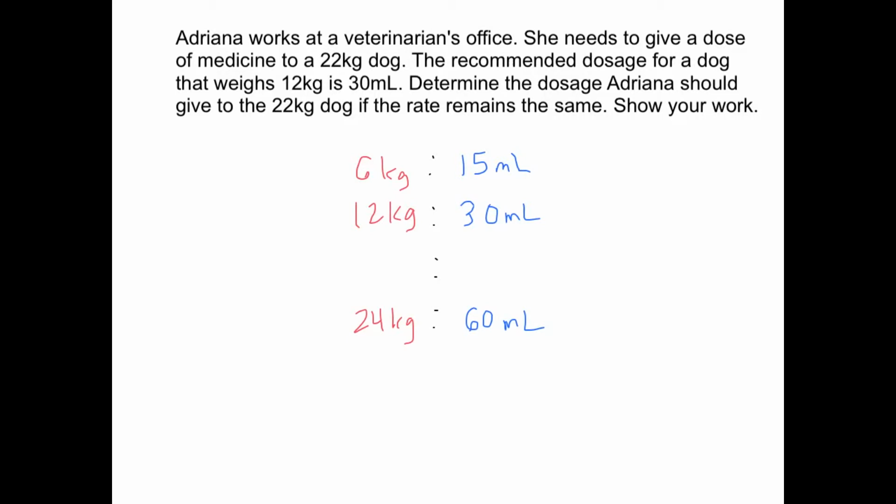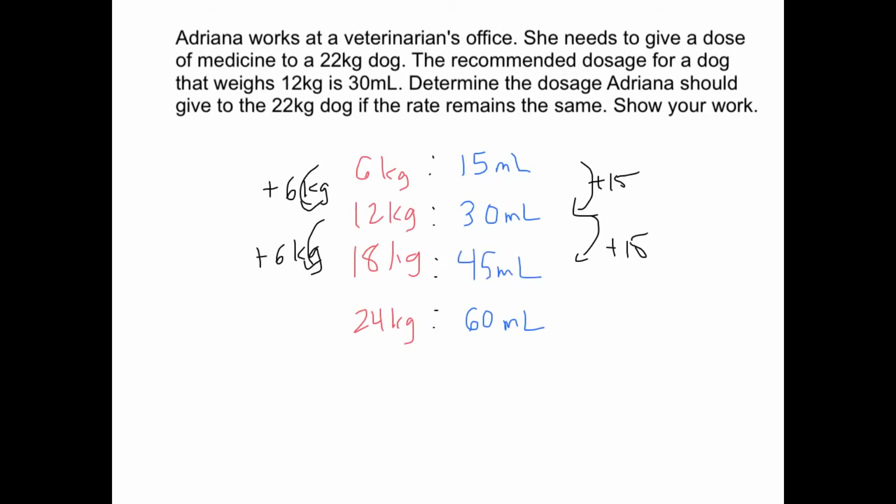So let's look at all the ratios we just found. Can you see a relationship between any of these values? Do you see a pattern here? Well, if I increase the kilograms by 6 kilograms, since 6 plus 6 is 12, what did I increase the milliliters by? We increased it by 15, because 15 plus 15 is 30. So let's add one more ratio. Let's increase this by 6 kilograms again. What's 12 plus 6? 18. Well, so what do I need to increase the milliliters by? That's right, I would need to increase the milliliters by 15. What's 30 plus 15? Right, 45 milliliters.